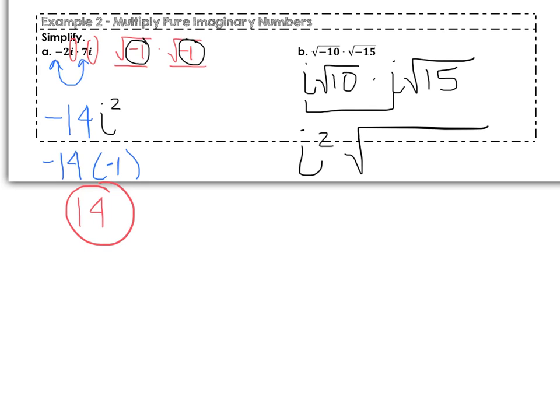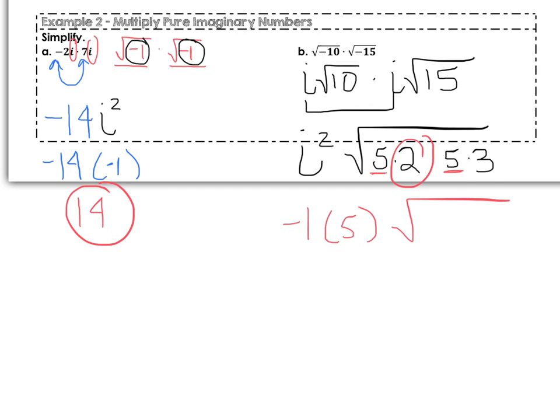Let's break it down. 10 is 5 times 2, and 15 is 5 times 3. So let's start simplifying. i squared is negative 1. Notice I have two 5's up here, which tells me I can pull out a 5 outside my radical. And I'm left with a 2 and a 3, leaving me with a 6. So my final answer is going to be negative 5 radical 6.